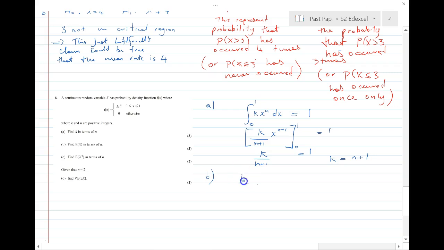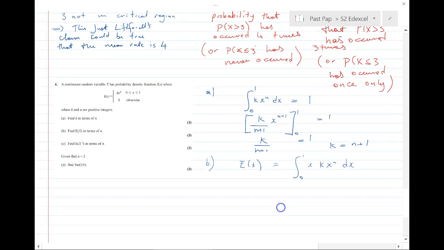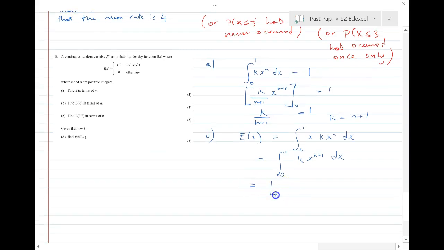E(X) in terms of n. Well, E(X) is equal to the integral between 0 and 1 of x f(x), so that's kx^n dx. I know k in terms of n, but we can deal with that in a moment. So that's the integral from 0 to 1 of kx^(n+1) dx. That comes to k over n plus 2, x to the n plus 2, from 0 to 1. But we already know that k is equal to n plus 1, and it wants it in terms of n only. So that's n plus 1 over n plus 2.